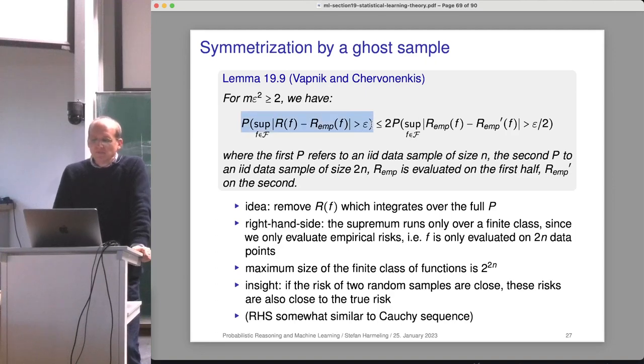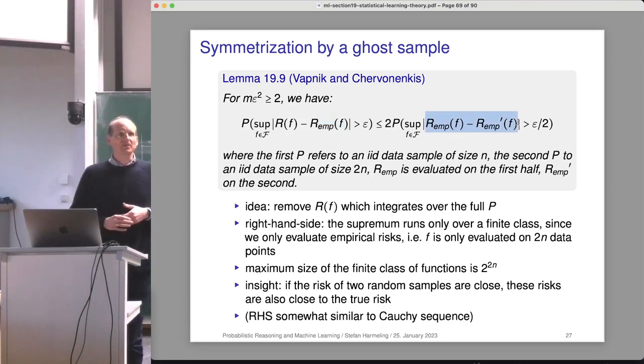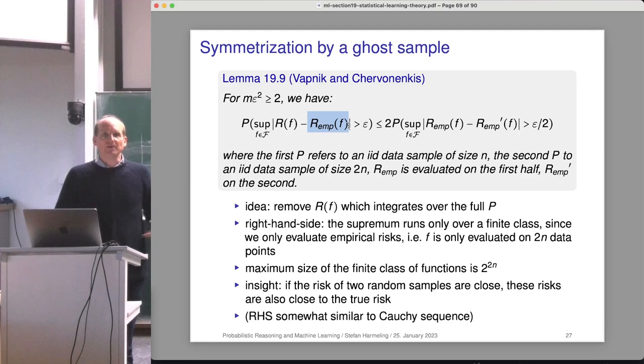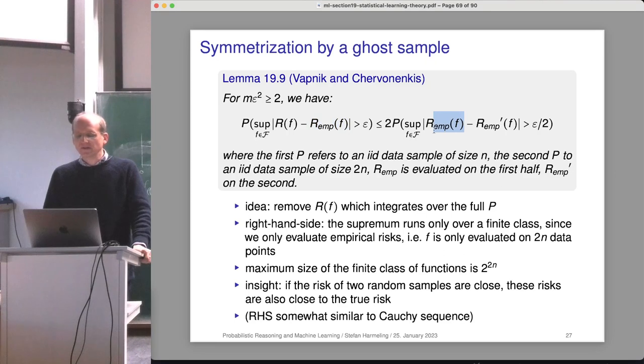We will see that we can bound the difference between the true risk and the empirical risk by the distance between two empirical risks. That is kind of interesting. Here's the idea. My empirical risk is coming from a sample x1 to xn. Now suppose I have a second data set, let's call it x1 prime to xn prime. That is my ghost sample. The first empirical risk is calculated on my sample, and the second empirical risk is calculated on the ghost sample.